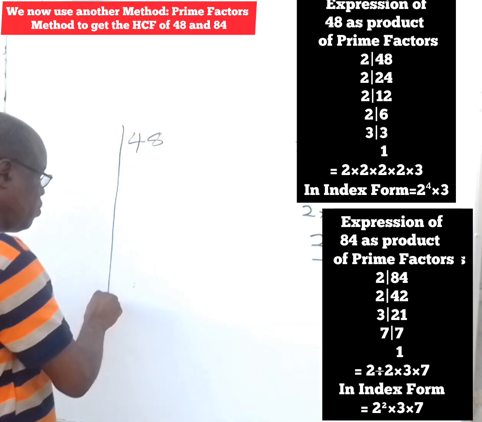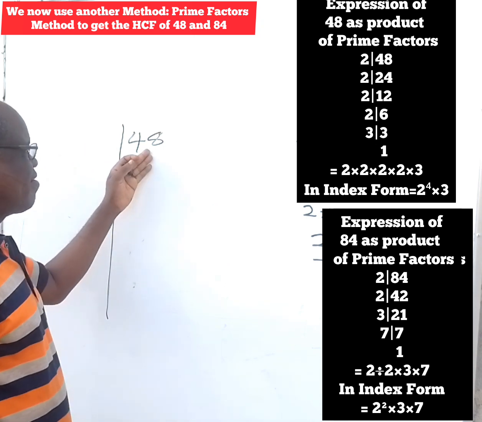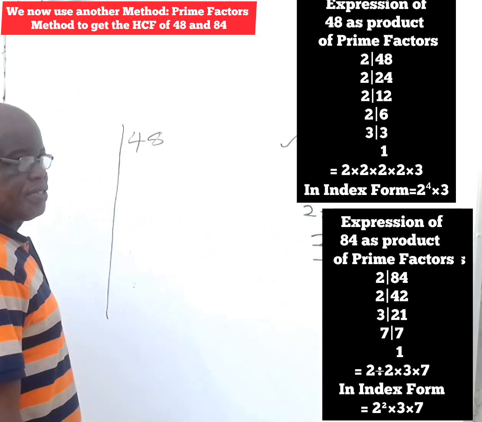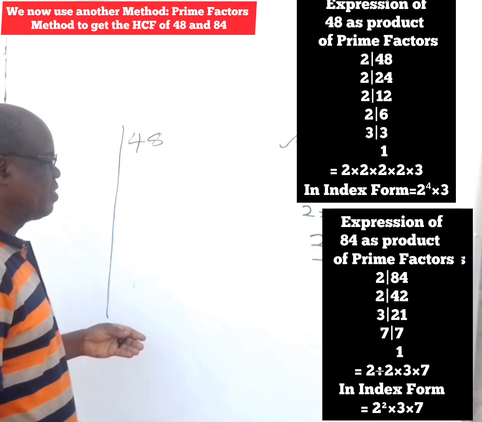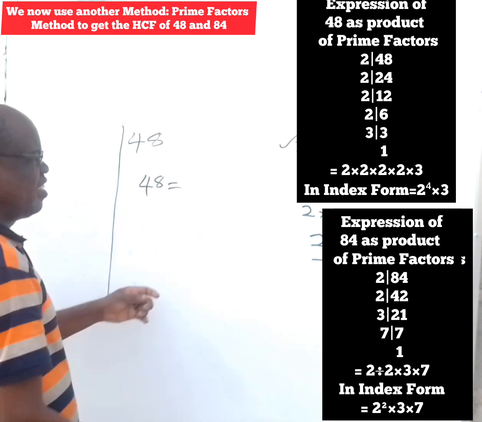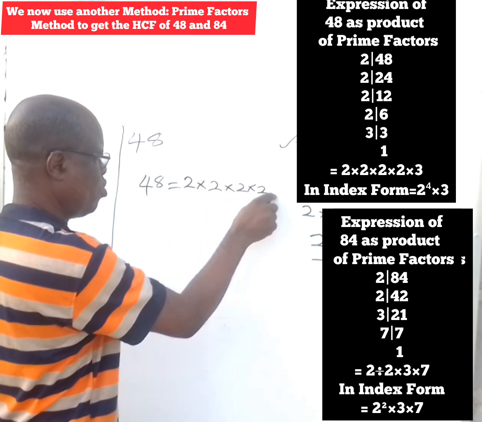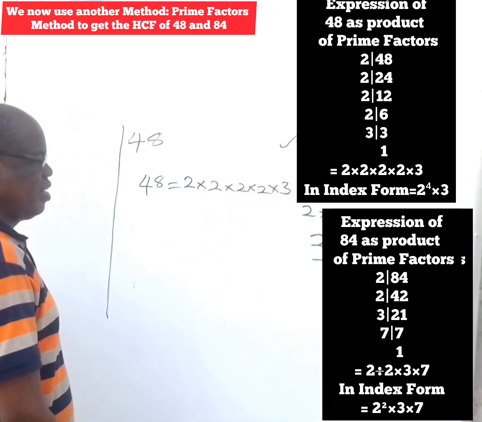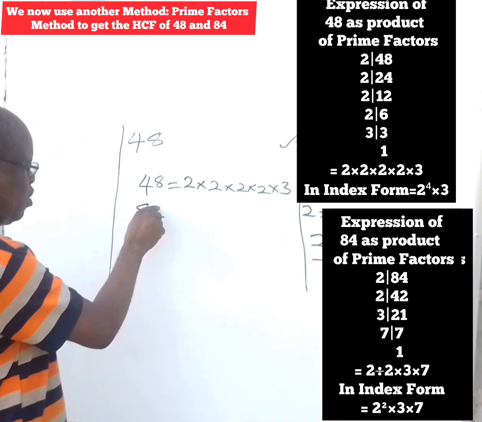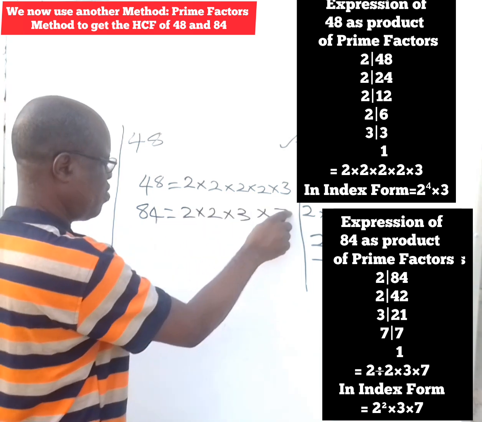So what you do with the prime factor method, you write your 48 down, and then you begin to divide it with the least prime number that can go. And that's what leads us to this. So it's better we just write it down so that we can conserve time. So you have 48 as 2 times 2 times 2 times 2 times 3. That's for 48. Then for 84, you have 2 times 2 times 3 times 7.